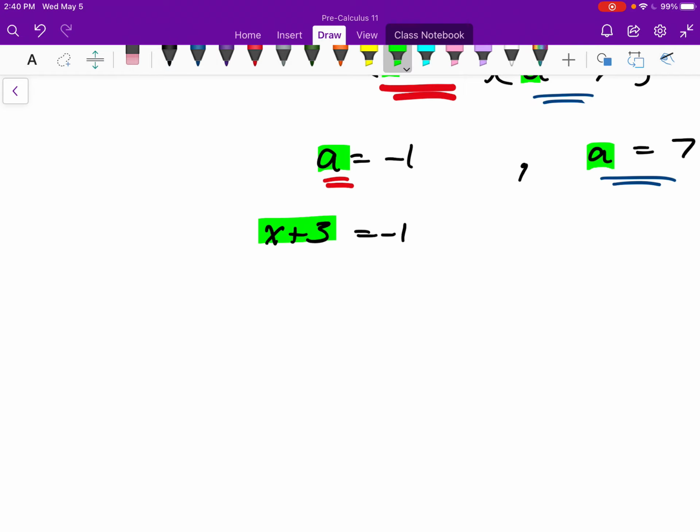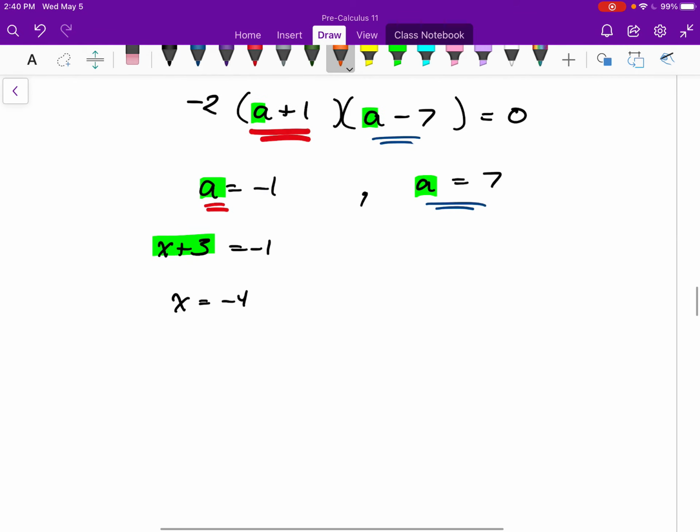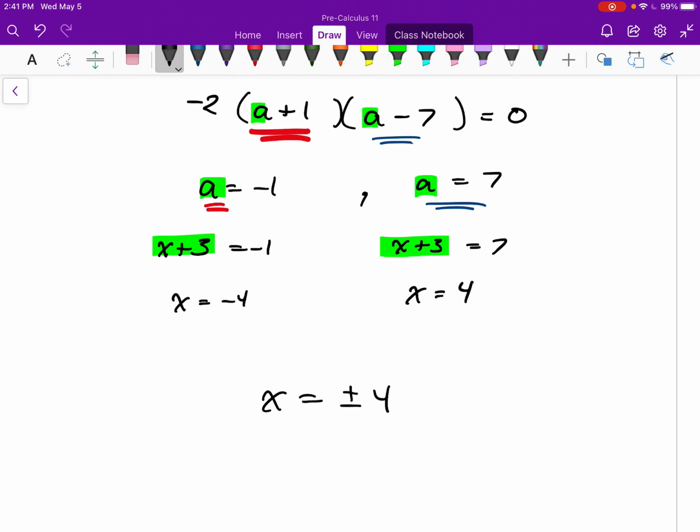Well, that's not so hard. To solve this, subtract 3 from both sides. x must be negative 4. There's one of my solutions. So like I said, we are almost done with the a. We're not totally done. Same idea over here. That a again, it's x plus 3. So if a equals 7, then x plus 3 must equal 7. Subtract 3 from both sides, and you get x equals 4. And so in this case, I can see altogether x equals plus or minus 4.